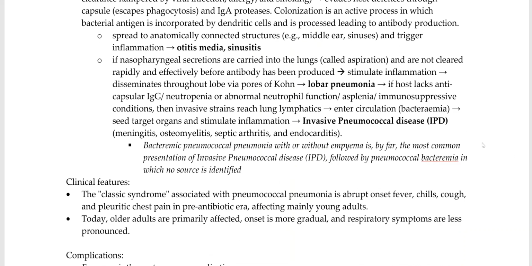The classical syndrome associated with pneumococcal pneumonia is basically abrupt onset of fever with chills, cough, and pleuritic chest pain. That was in the pre-antibiotic era, and it was commonly seen in young adults. But today, in the antibiotic era, we see that more older adults are affected, and onset is usually more gradual, and respiratory symptoms are not that pronounced. But yes, you can say that still the symptoms are the same, that is fever, productive cough, and pleuritic chest pain.